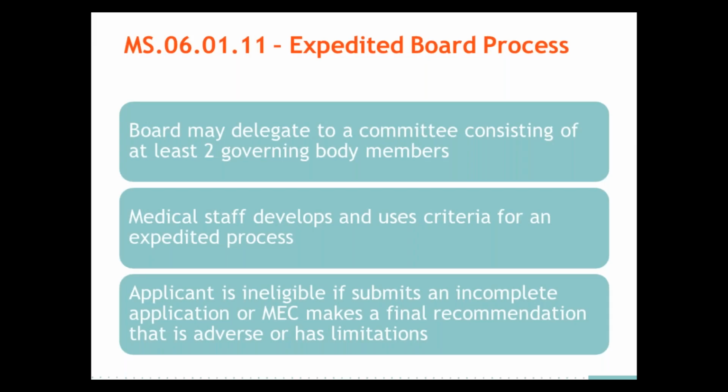Okay, we're going to switch gears just a little bit here and talk about expedited credentialing. An expedited process is not a requirement, but it is an option that an organization can have. The expedited process is an actual board process. So what happens here is that the board can delegate to a committee that has at least 2 members the ability to make the privileging and the appointment decision for the entire board.